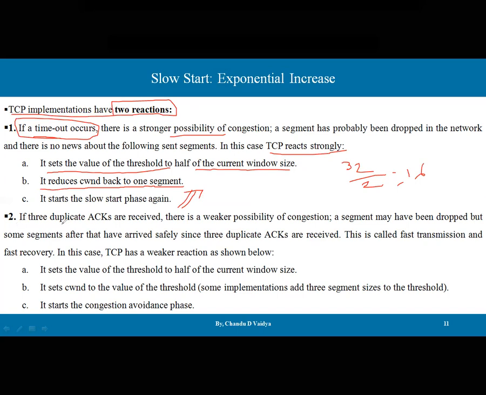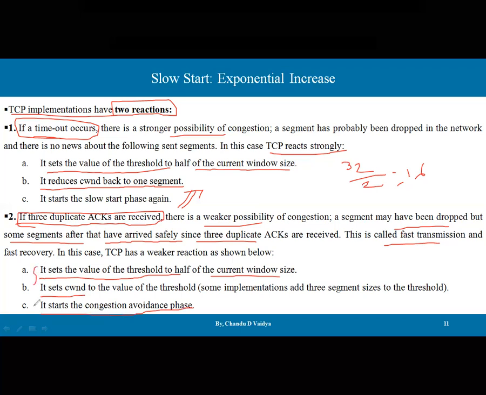In the second case, if three duplicate acknowledgements are received, there is a weaker possibility of congestion. A segment may have been dropped, but some segments after that have arrived safely, since three duplicate acknowledgements are received. This is called fast retransmission and fast recovery. In this case, TCP has a weaker reaction, as follows. The very first, it sets the value of the threshold to half of the current window size. Like the previous case, it sets the current congestion window to the value of the threshold. Some implementations add three segment sizes to the threshold, and third, it starts the congestion avoidance phase.